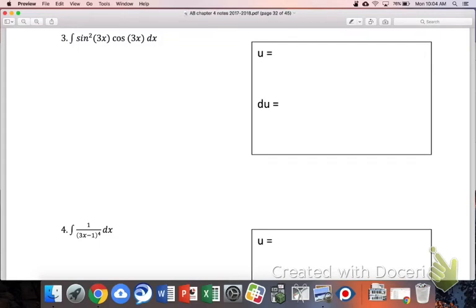Pretty significant. You've got some composite stuff going on. And hasn't the composite stuff been ramped up a little bit? Let me do a quick rewrite here just to show you how much it has been ramped up. The first factor in there, sine squared of 3x, really could be rewritten like this. And I would suggest this: sine of 3x, quantity squared, and then cosine of 3x dx.